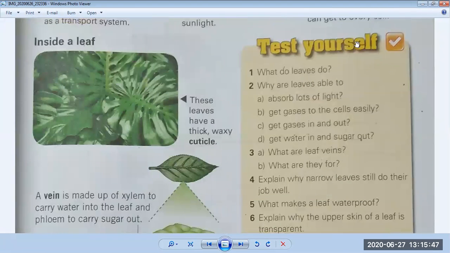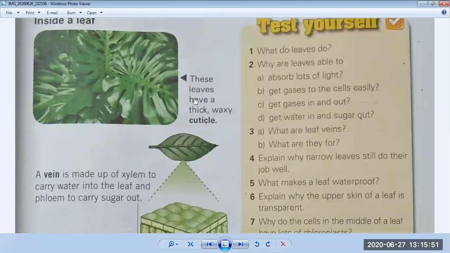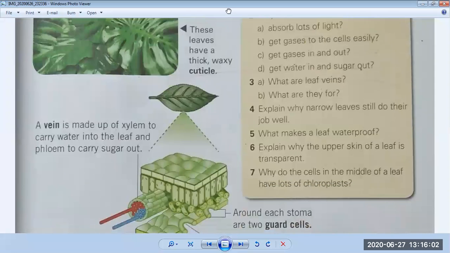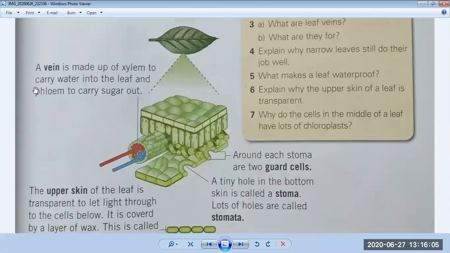So what is happening inside a leaf? Look at your book. These leaves have a thick waxy cuticle. What is the role of the thick waxy cuticle in the body? You will see in the diagram. You can also see first is a vein. We have also discussed that all leaves have veins on the surface of their body. A vein is made up of xylem to carry water into the leaf and phloem to carry sugar out.